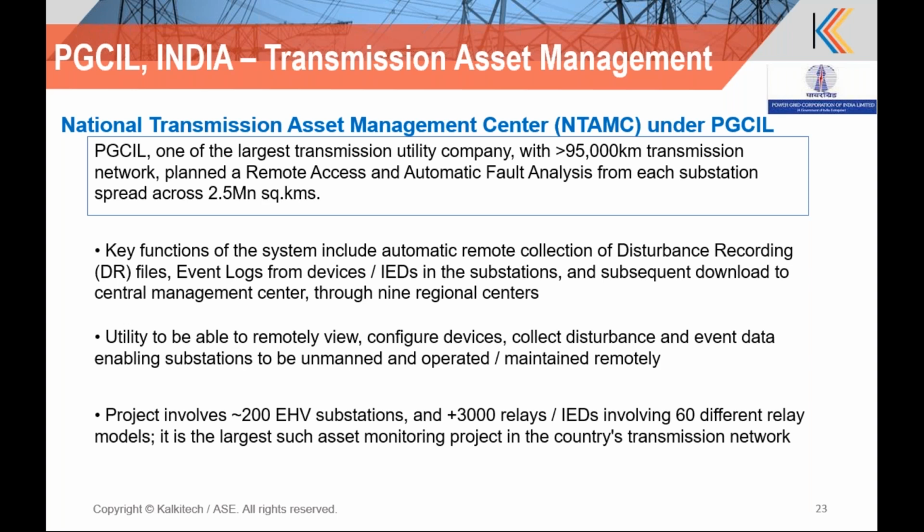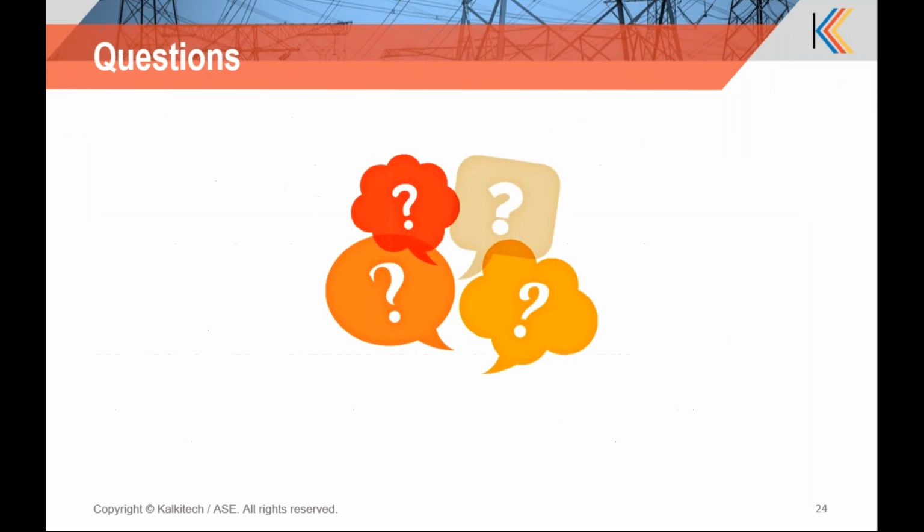This involves 300 substations, and all the substations need to have a redundant system and around more than 3000 relays, involving around more than 60 different relay models, and it is one of the largest asset monitoring projects in a transmission network. So this is on the PowerSet. This is completely deployed in India. So this covers details on the solution.